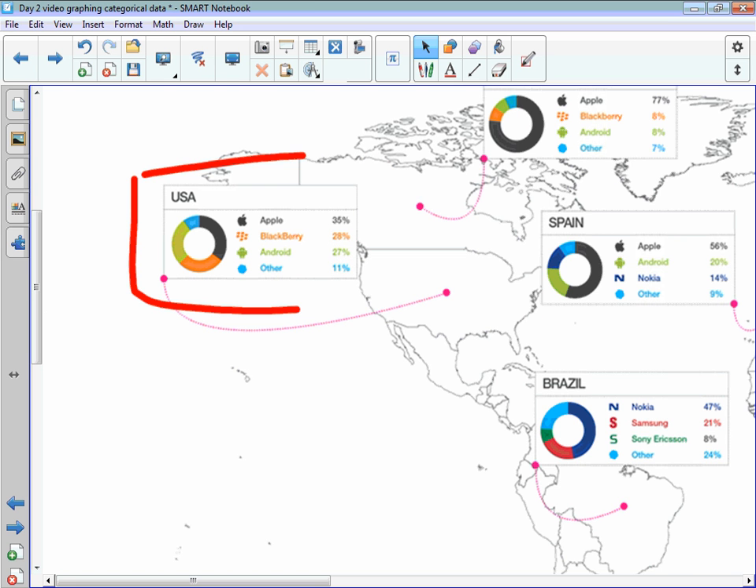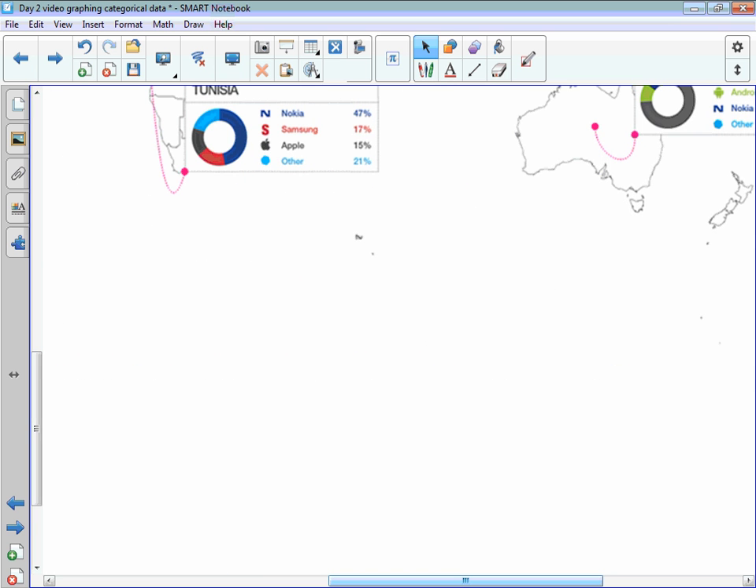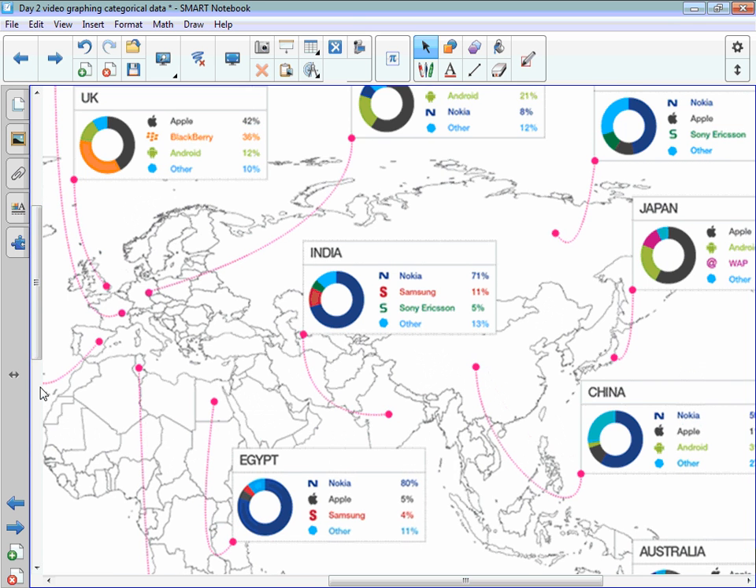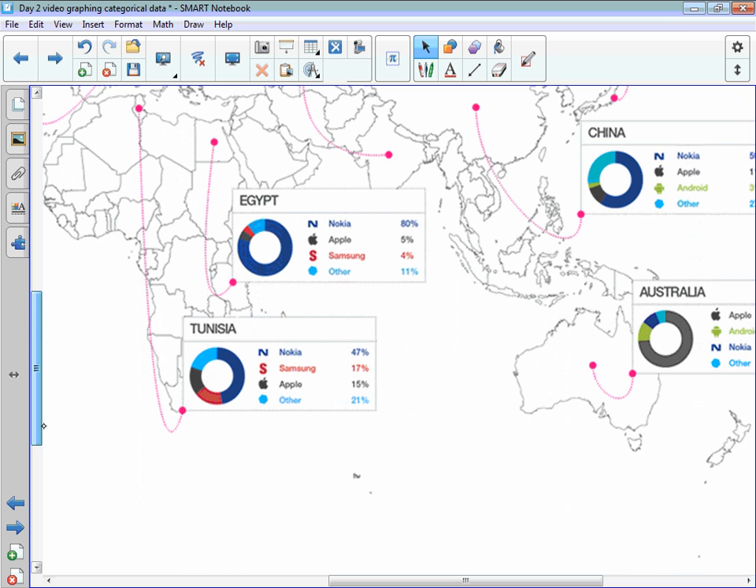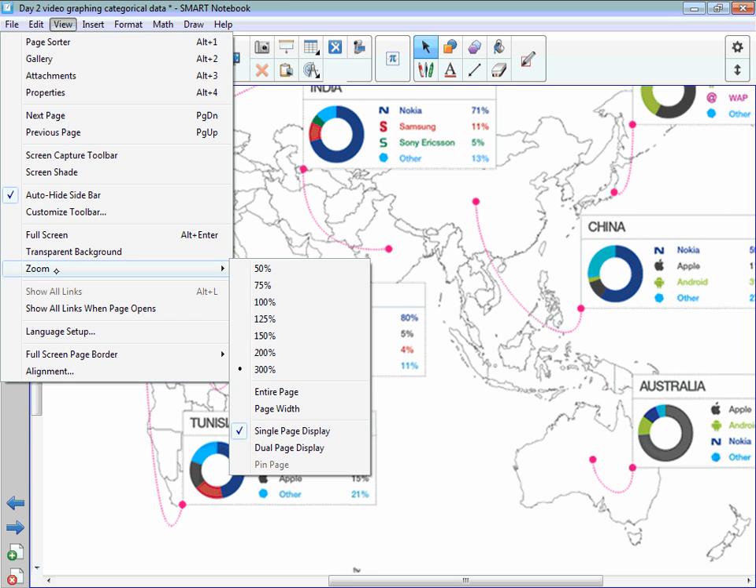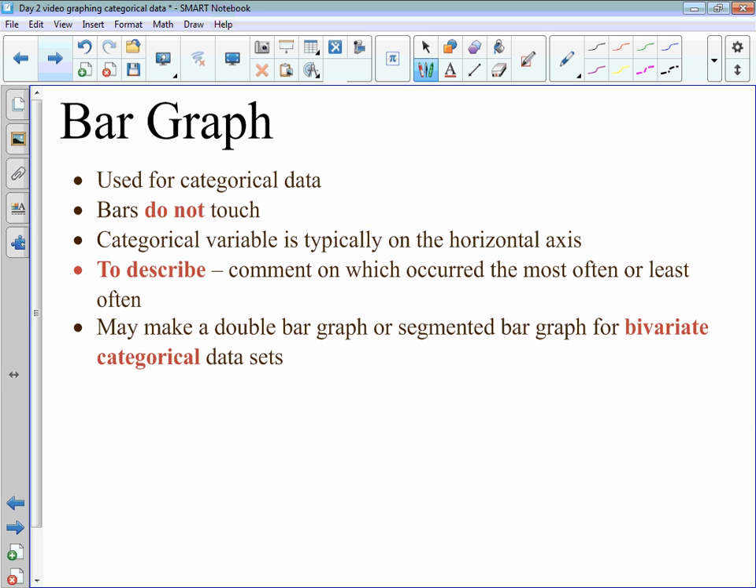And what you can see is that Apple is very popular in the United States, but if we come over to Africa when this was made, oops, or where was that? Tunisia, the Nokia. Look at Egypt, 80% of the people were using Nokia. They had a system called Symbian, and if we go back to view, zoom, this is in 2011. Obviously, the Nokia market share has plummeted since then, since they don't even own an operating system.